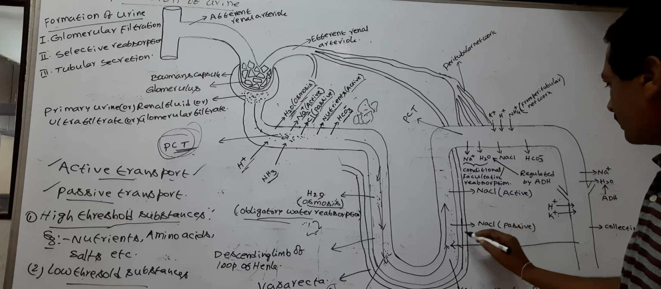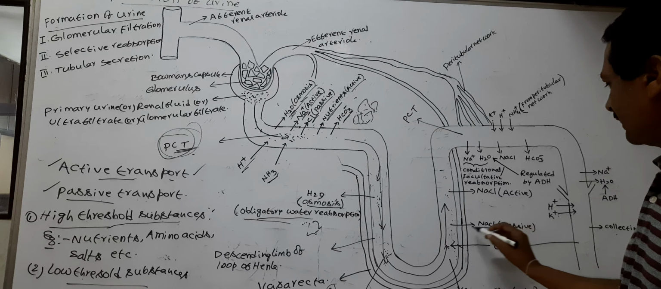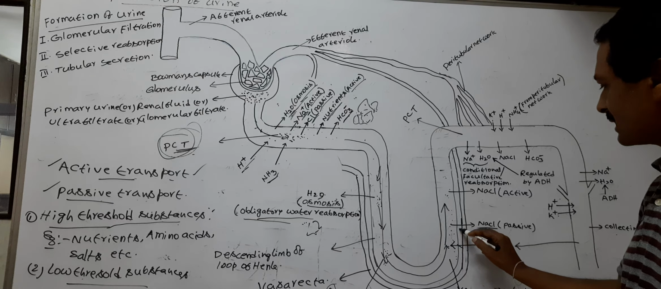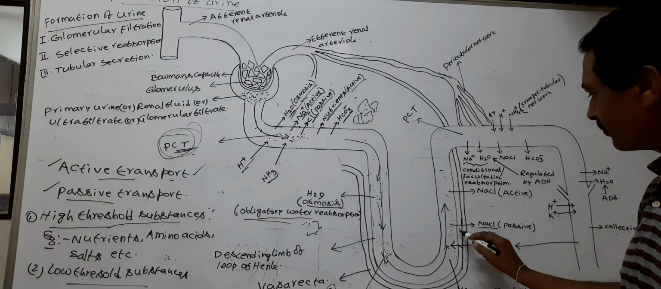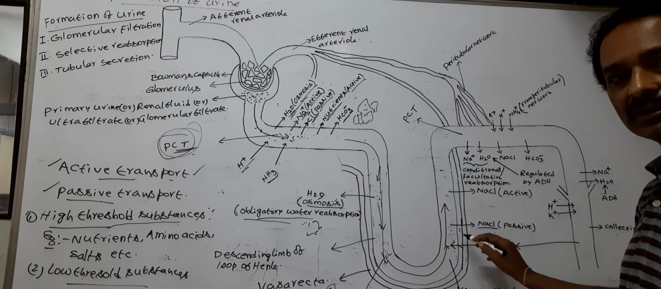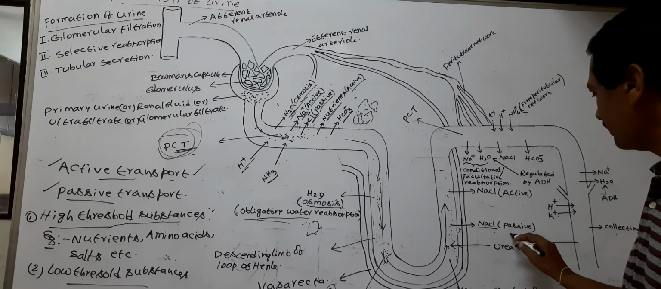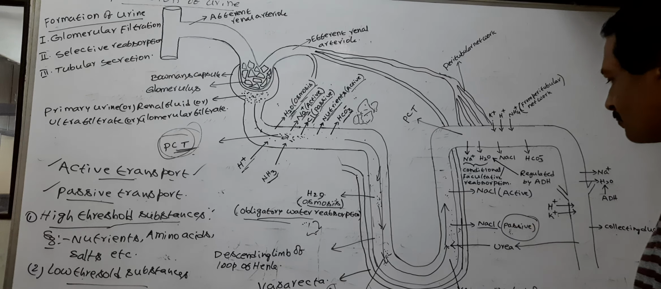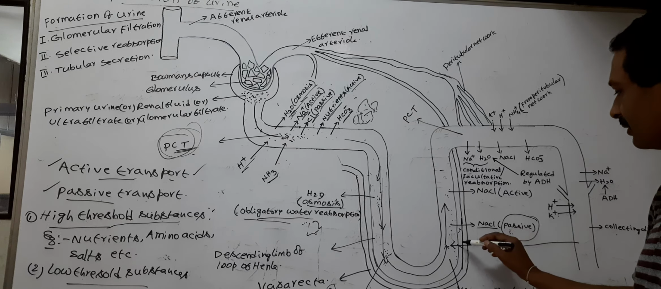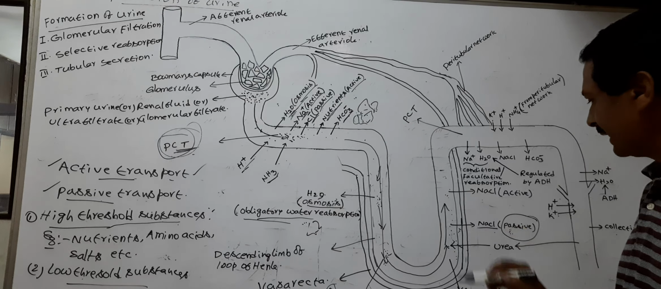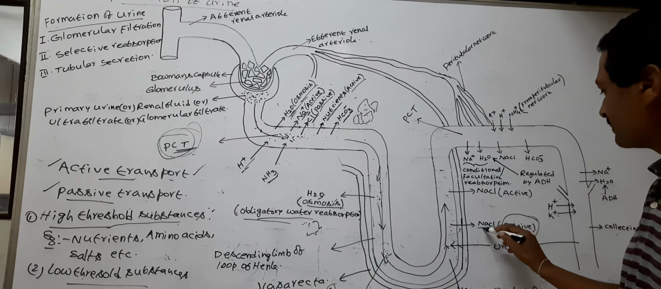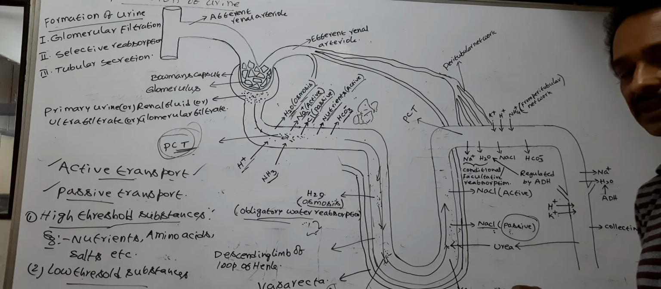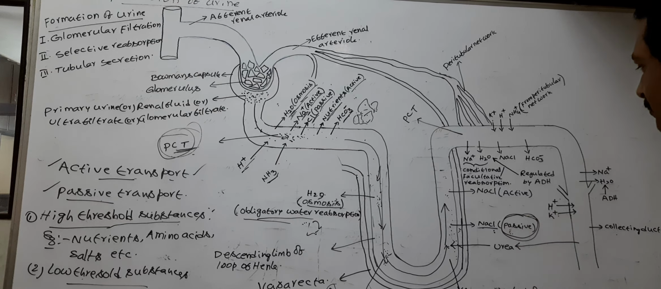Here the sodium chloride is reabsorbed from primary urine of the thin-walled ascending limb of loop of Henle into medullary interstitial fluid by passive transport. So the thin-walled ascending limb of loop of Henle reabsorbs sodium chloride from primary urine into medullary interstitial fluid by passive transport.